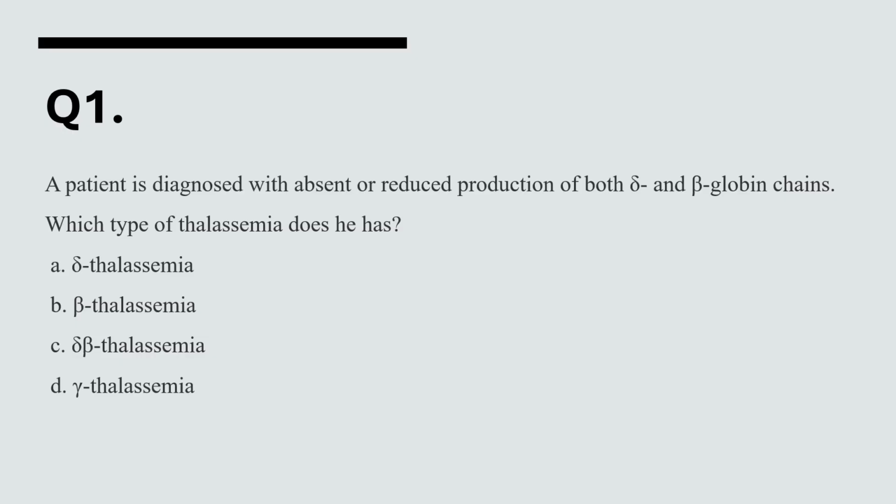This is the first question of today's assignment. A patient is diagnosed with absent or reduced production of both delta and beta globin chains. Which type of thalassemia does he have? Is it delta thalassemia, beta thalassemia, delta beta, or gamma thalassemia? Please try to answer this question in 2 minutes, then we will discuss it.